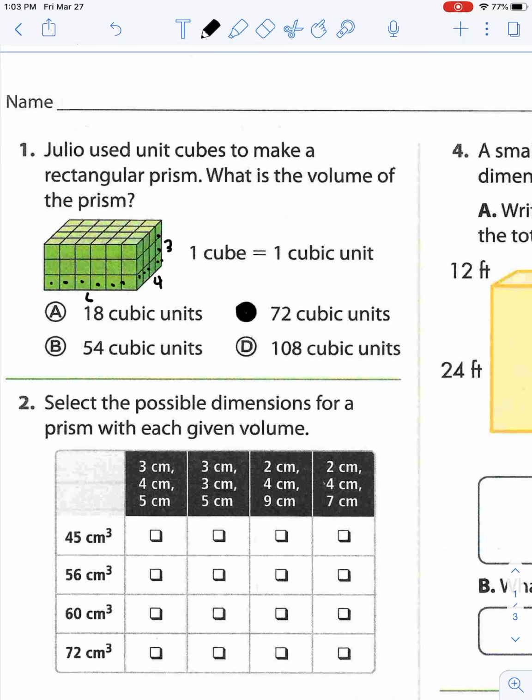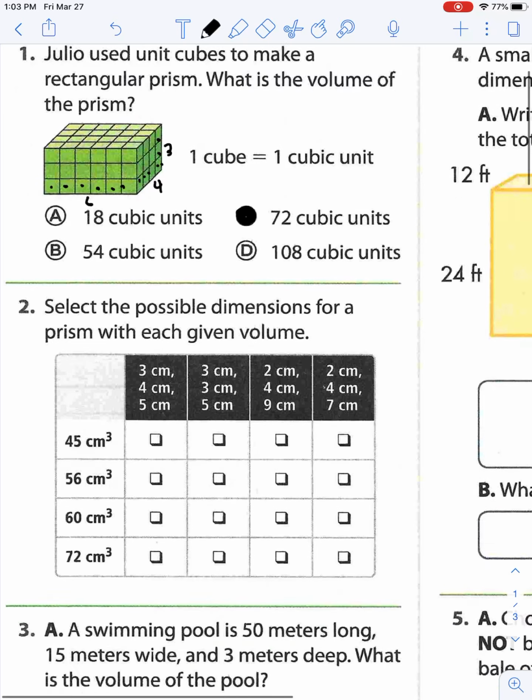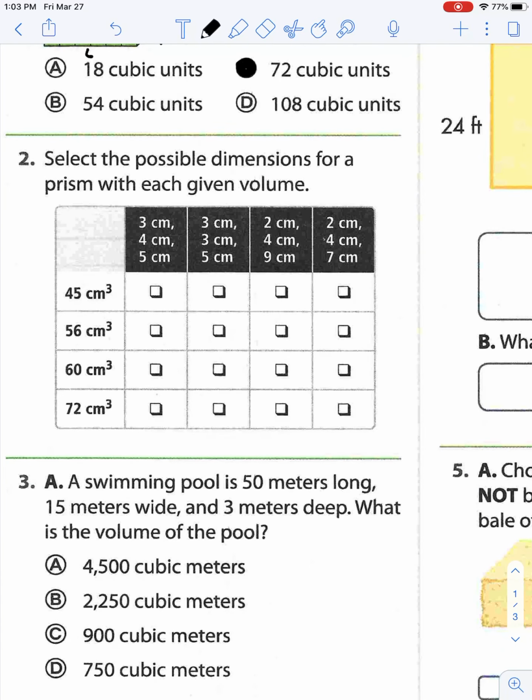I'm not going to use this video to go over any of the calculations. Just going to get right to the work. Number 2, select the possible dimensions for a prism with each volume given. Okay, best way to do this kind of problem is just to go ahead and solve each one of them and select the correct answer.